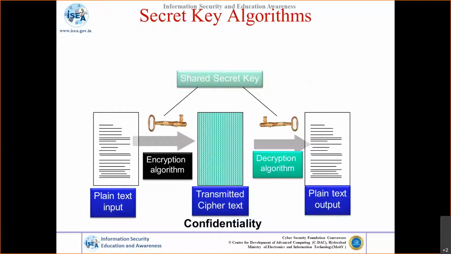And also the name symmetric key. The reason is the same key is used at both ends. Symmetric keys, that is the way it has got the name symmetric. That means the same key is used at both ends. If I use a secret key here, the same secret key I have to use for the decryption purpose also.